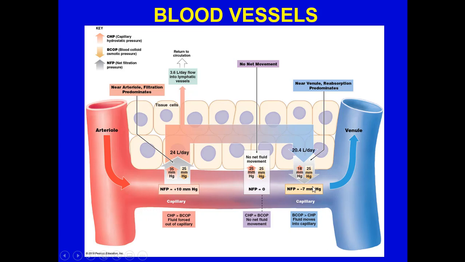Keep in mind one thing that's very, very important. This is the arterial side, so you would expect more fluid to leave. This is the venous side, so you're going to have a recovery of fluid, but not an equal amount. Notice 24 liters here, 20.4 liters here. So what have you got? Oh, gee, I got about 3.6 liters a day. They're still hanging out here, but they're picked up by the flow into the lymphatic vessels. Okay?